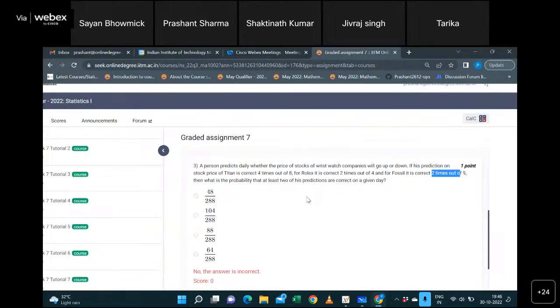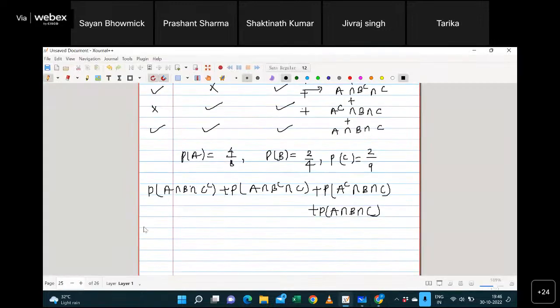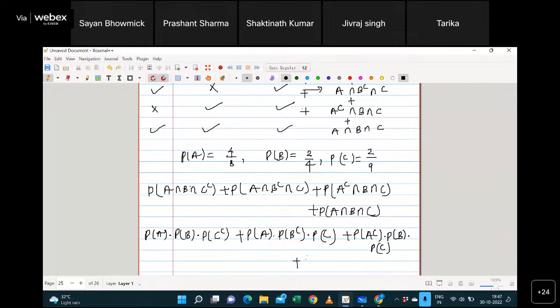See, second thing is, are the events here independent or not? Yes, sir, they are independent. Okay, so you can do probability of A into probability of B into probability of C complement, plus probability of A into probability of B complement into probability of C. Since all these events are independent, plus probability of A complement into probability of B into probability of C, plus probability of A into probability of B into probability of C.